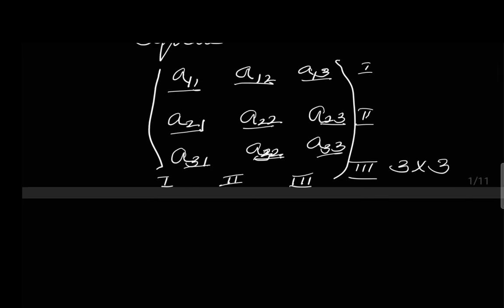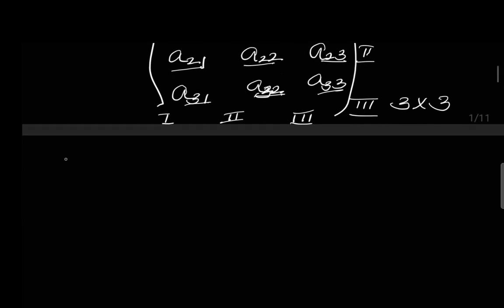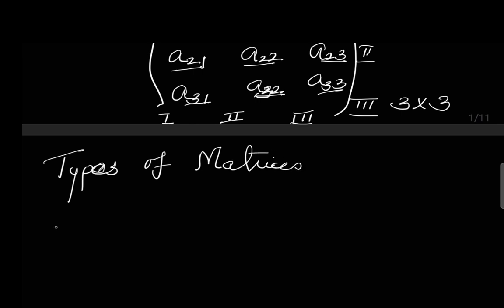Now let us see the types of matrices. First one is the row matrix.